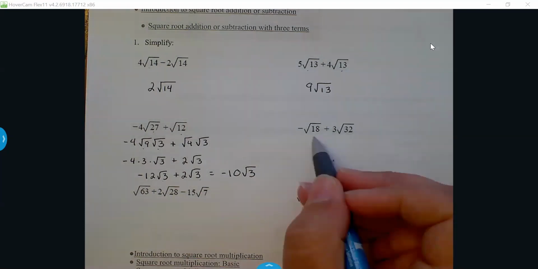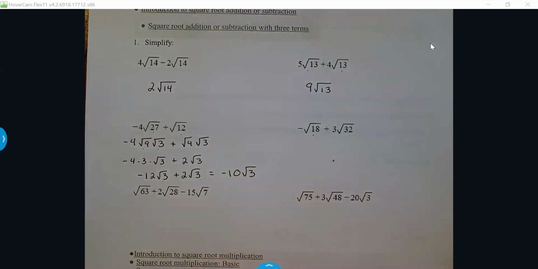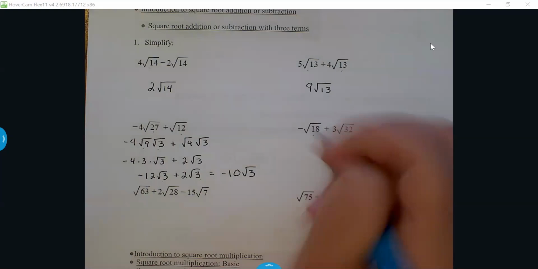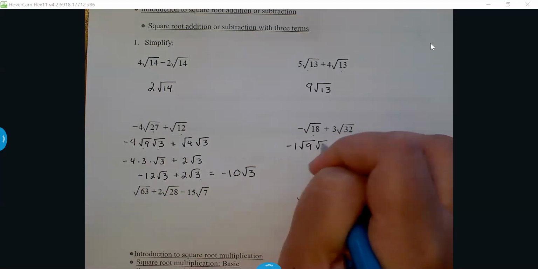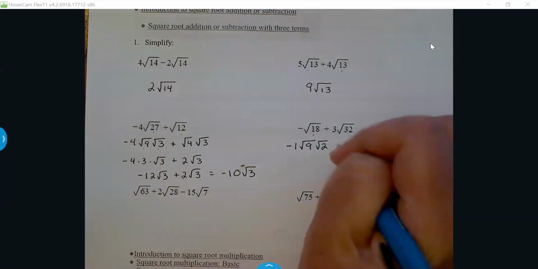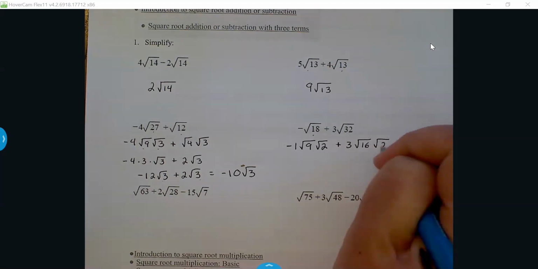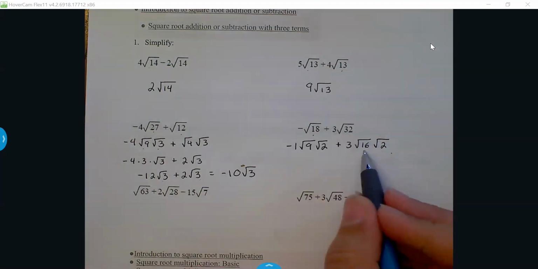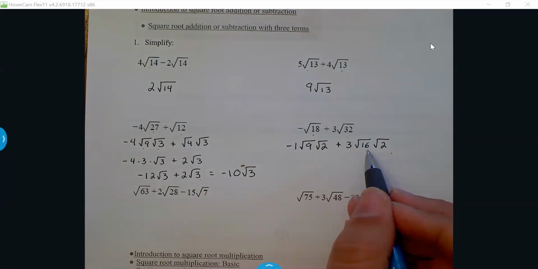Over here, same thing. We have the negative square root of 18 plus 3 times the square root of 32. So we have to simplify this. So this would be negative 1 times the square root of 9 times the square root of 2 plus 3 times the square root of 16 times the square root of 2. With 32, we're looking for the largest perfect square. My first thing, why I hesitated, is I knew that 4 went into it, but I was wondering if there was a larger number. So 16 goes into it as the largest perfect square that goes into it.